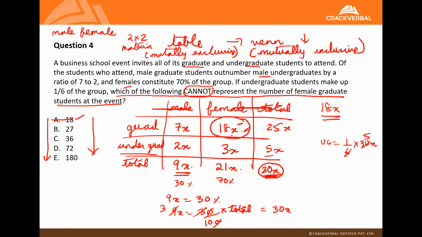Beta 27. Can 18x be 27? Definitely not. So that is going to be your pick. 36, 72, and 180 are all multiples of 18. So the answer here has to be beta.